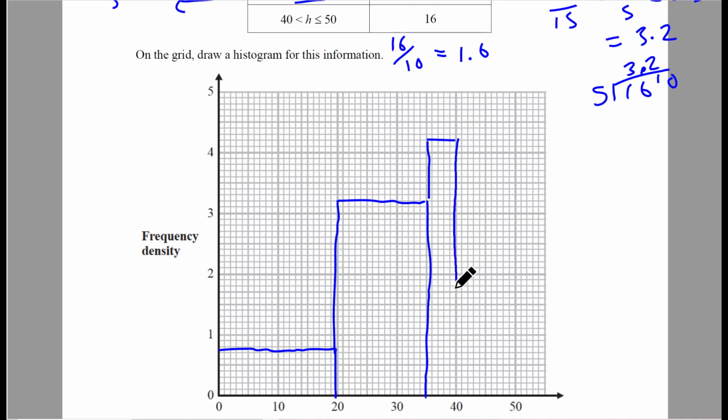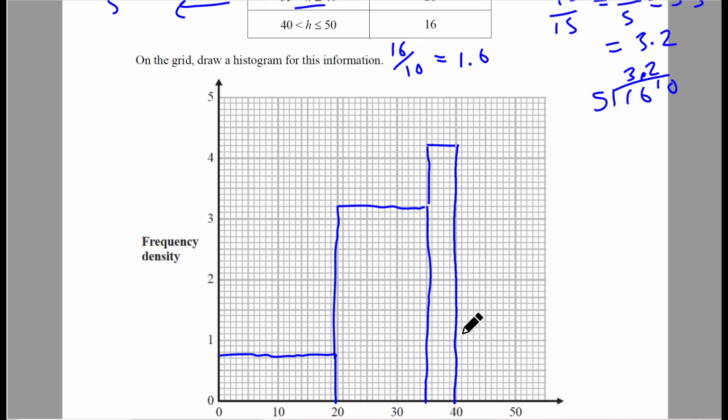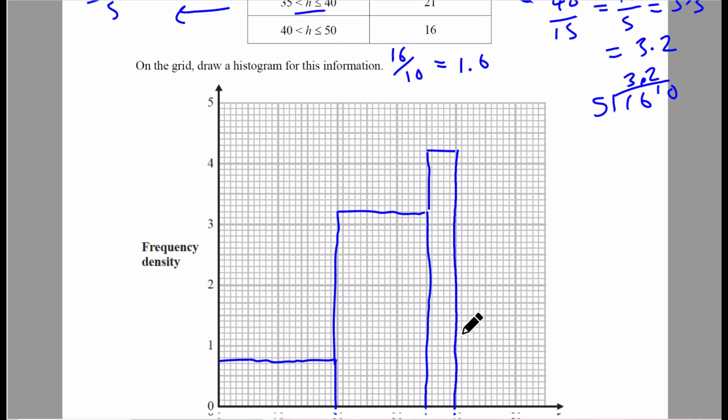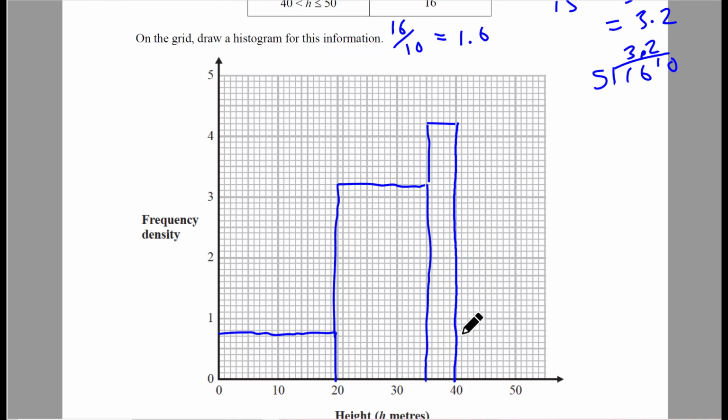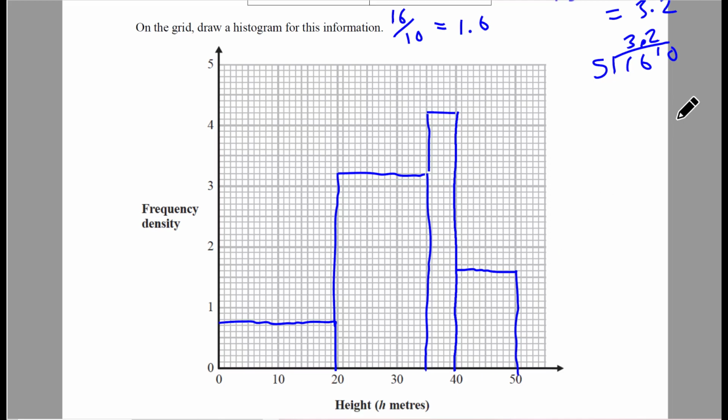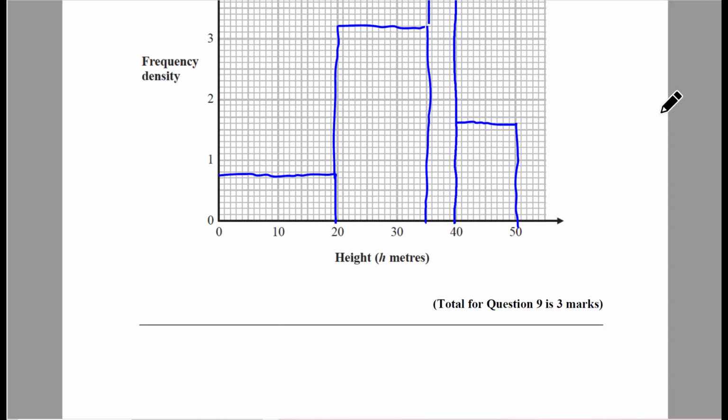And all histogram exam questions are just applying these skills. And the last one, 40 to 50, is 1.6. Right, do count the squares in the exam, because you're tired, you can get a bit gozzy-eyed sometimes. And that's that histogram done. Nice.